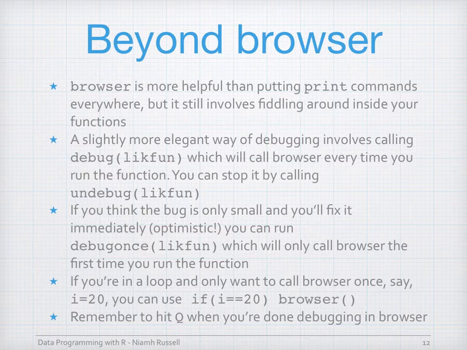So it's a little bit of a neater way of doing the same thing. If you think that the bug that you have is only small and that you'll fix it immediately the first time you try, you can use debugonce of like_fun, which will only call the browser the first time you run the like_fun function. I don't know whether there's much advantage to this, but I'm just letting you know that it's there. Personally, debug and undebug does the job for me.